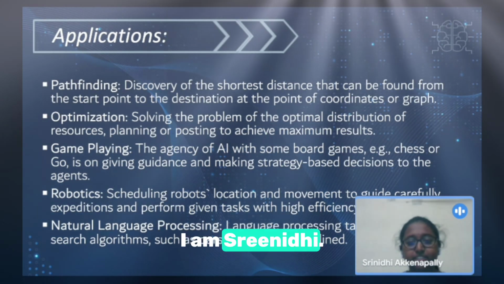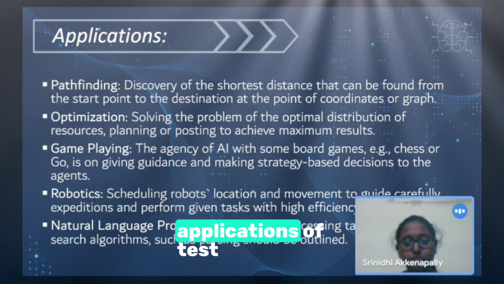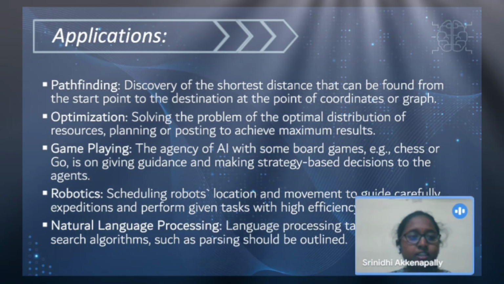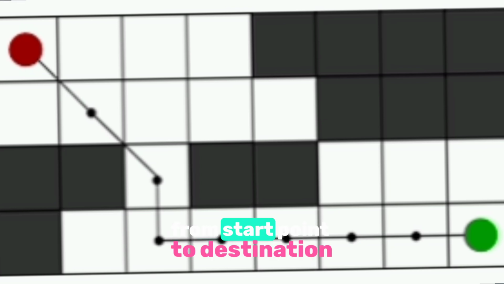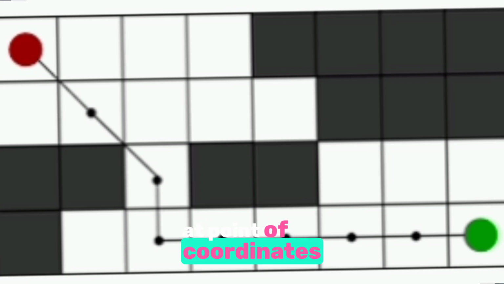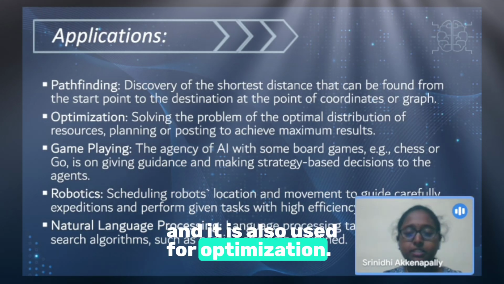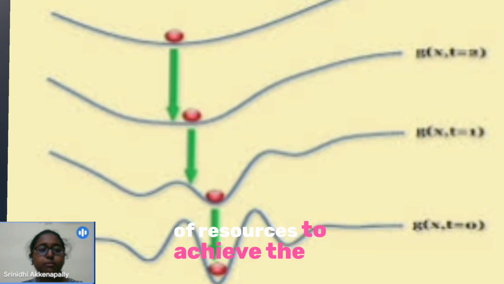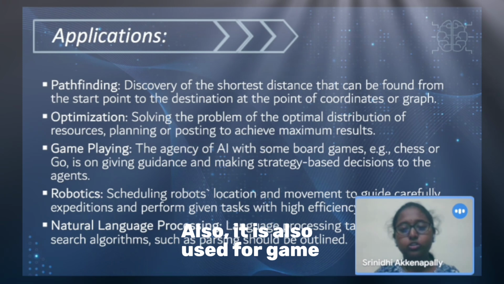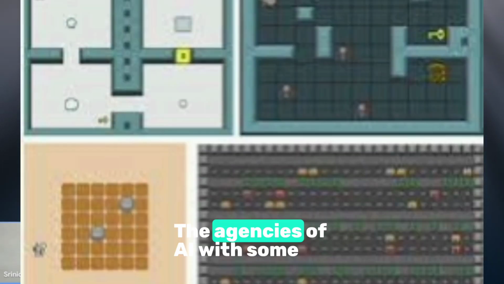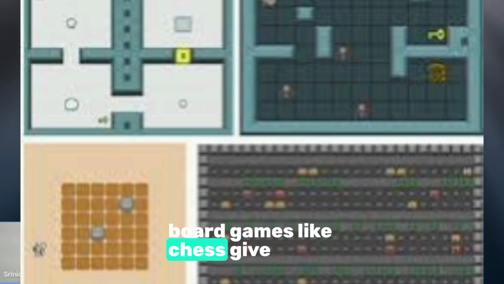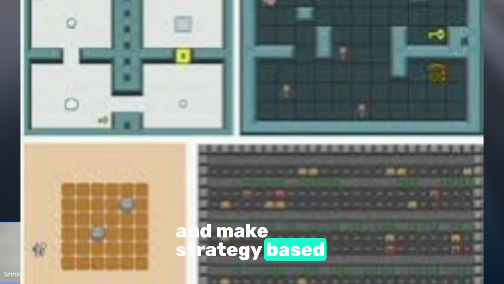Hi everyone, I am Srinidhi. I am here to tell about applications of the test and generate algorithm. One of its applications is pathfinding. It is useful to discover the shortest distance from a start point to a destination. It is also used for optimization, to solve the problem of optimal distribution of resources to achieve the maximum result. It is also used for game planning, where AI agents play board games like chess, giving guidance and making strategy-based decisions.